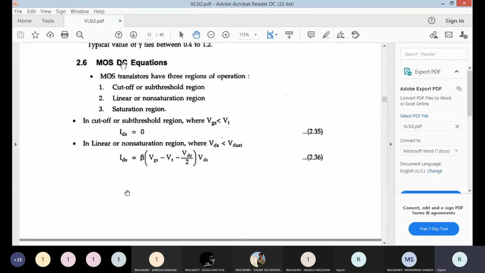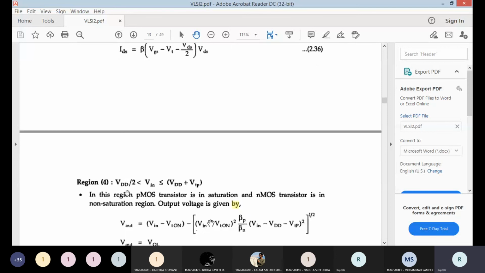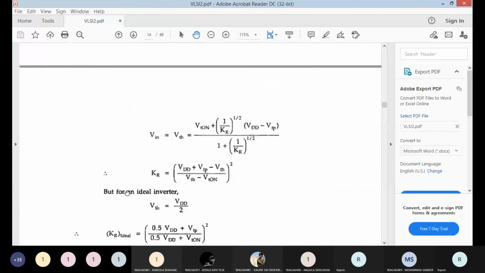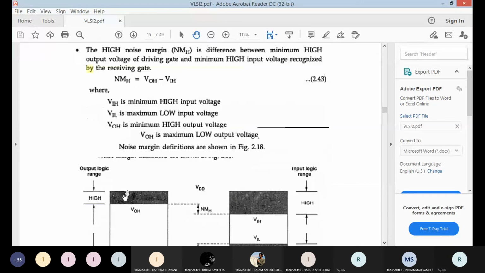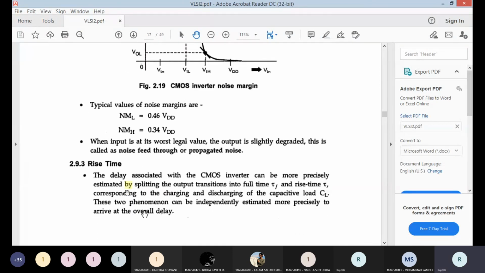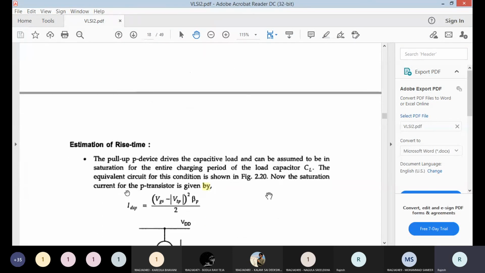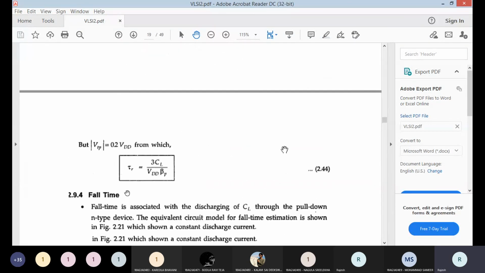This is shown for PMOS. I think some page is missing. This noise margin, this all will come when we go for a specific device, basic inverter.